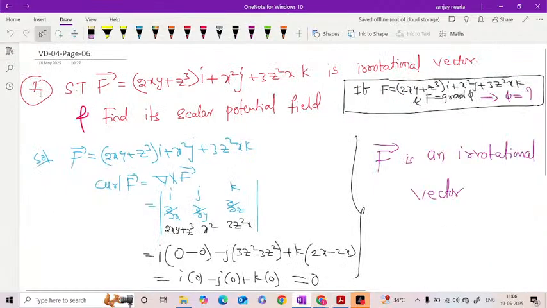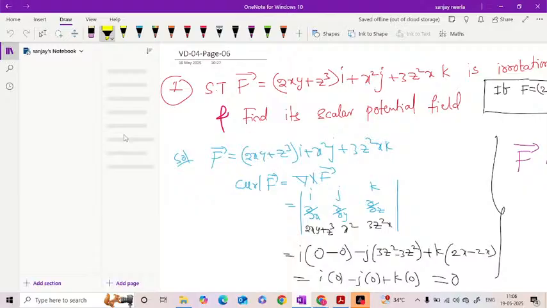Now I think we have seen a few problems in the previous class. The first one: show that f is equal to (2xy plus z cube) i plus x square j plus 3z square x into k is an irrotational vector. Irrotational vector means we have to prove that curl f must be 0. So I think we have proved it. Here the curl of this f is 0, so the given vector is an irrotational vector. One more point here, if it is irrotational, definitely there is a scalar potential field of this f. So the sub-question is, also find its scalar potential field.